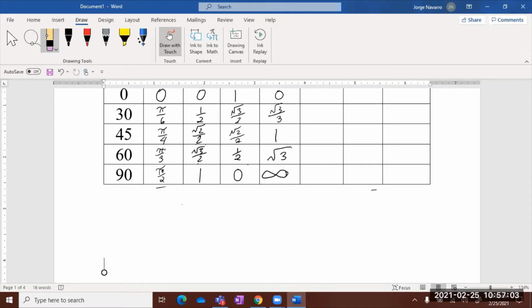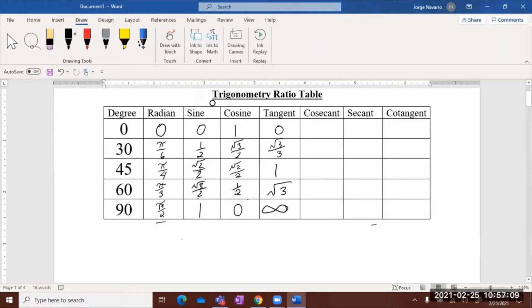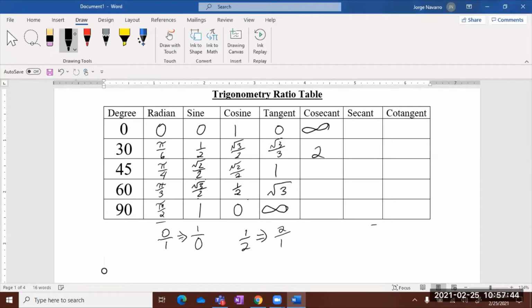Now, let's look at trying to fill in the others, the rest. So for the cosecant, we're just going to be flipping the sign. So reciprocating. 0 means 0 over 1. So if we flip it, if we reciprocate it, it's going to be 1 over 0. And we know that 1 over 0 is? Undefined, right? If we flip a half, what do we get? 2. 2 over 1, which is simply 2.